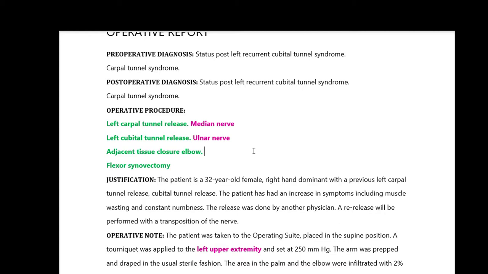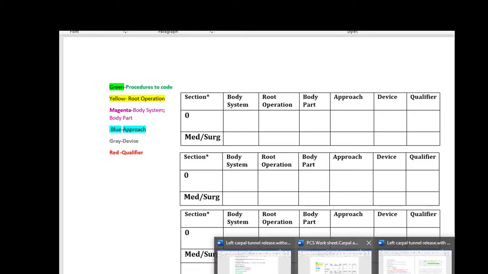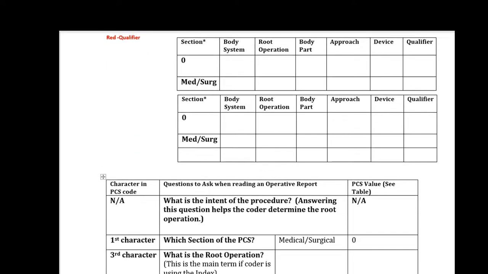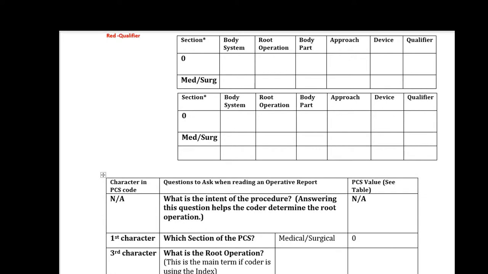Again, if you don't know what is released, you go to Google and just Google carpal tunnel release, and you read a paragraph or two and you can see the median nerve is what is released. Let's just code those two before we go any further. So go back to our worksheet. And let's answer the questions for the carpal tunnel.